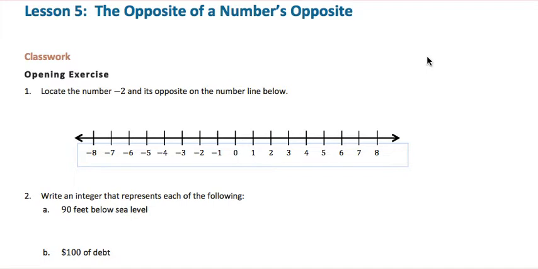In Module 3, Lesson 5, we're going to extend our understanding to the opposite of a number's opposite. And we'll begin by locating the number -2 and its opposite on the number line. We'll put a black dot on -2 and a green dot on its opposite.